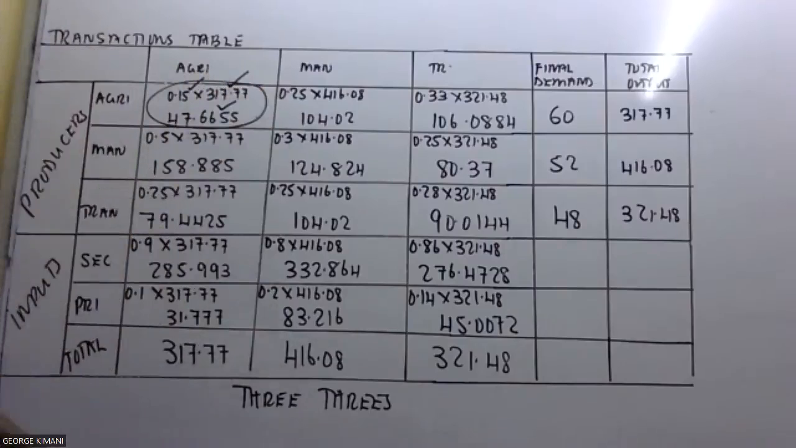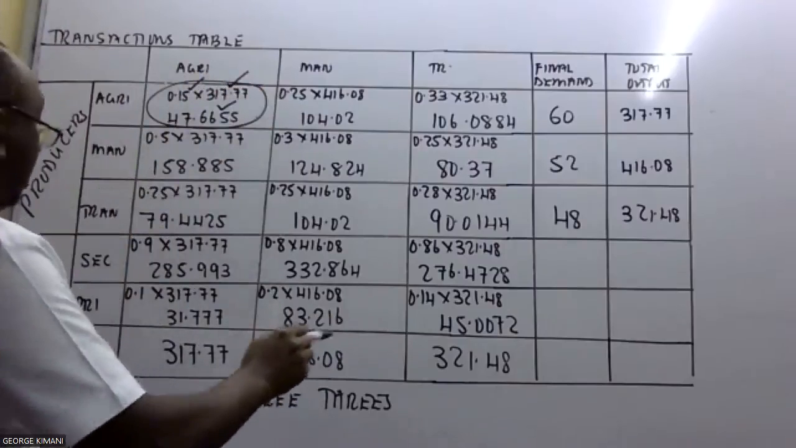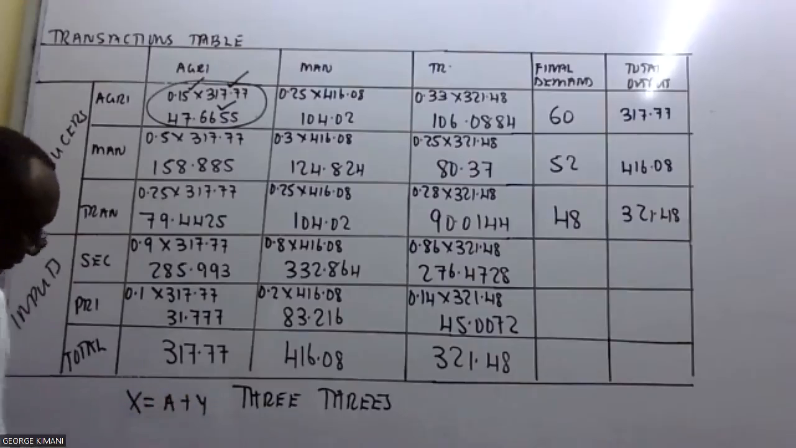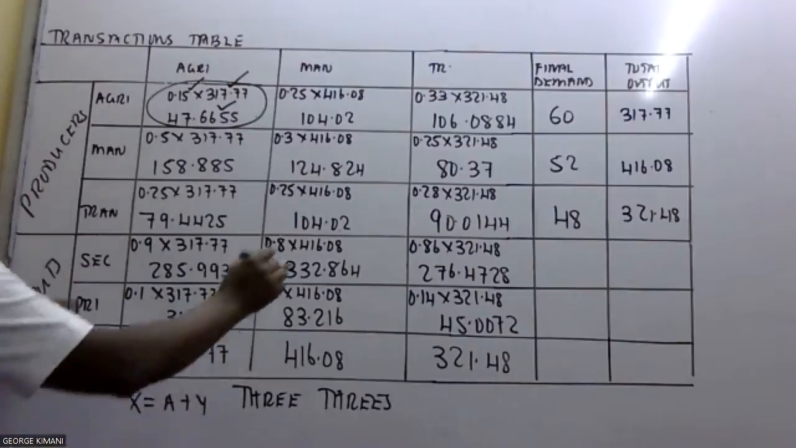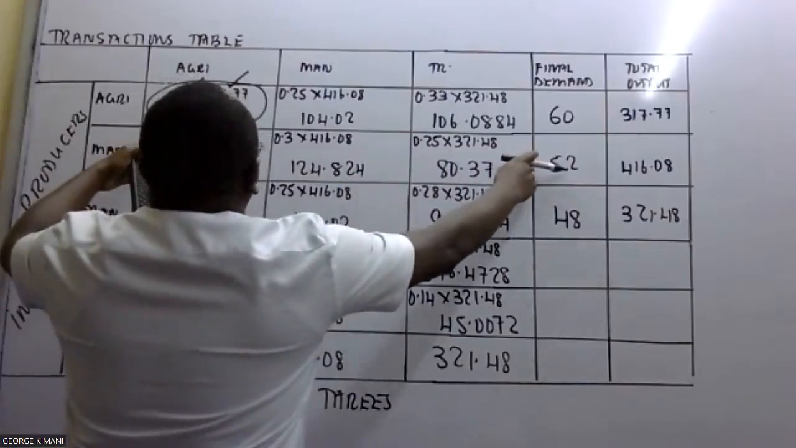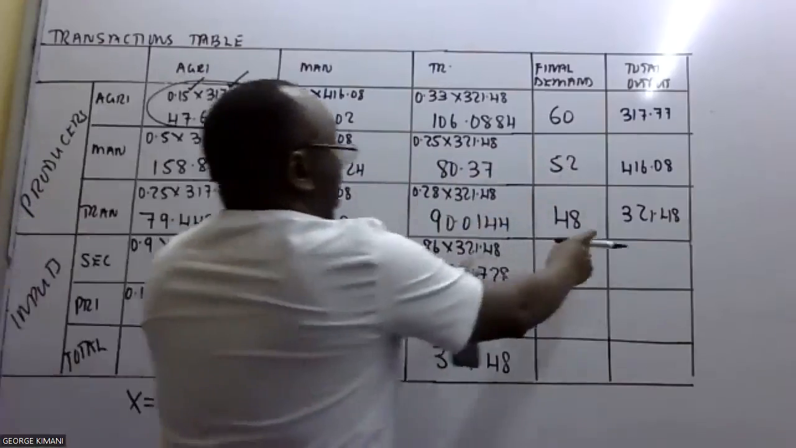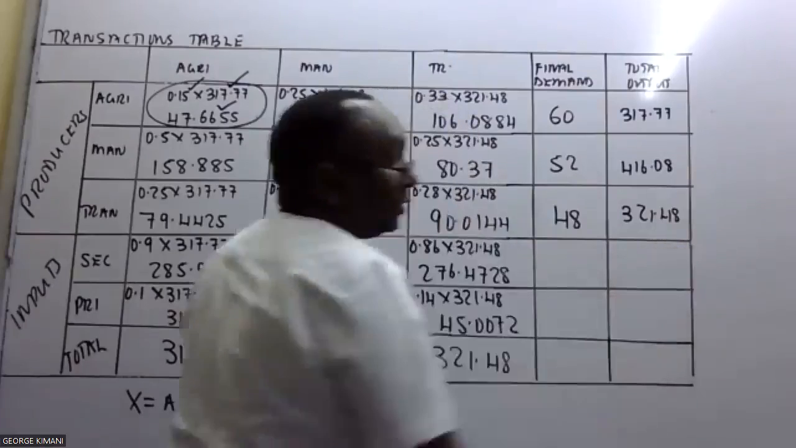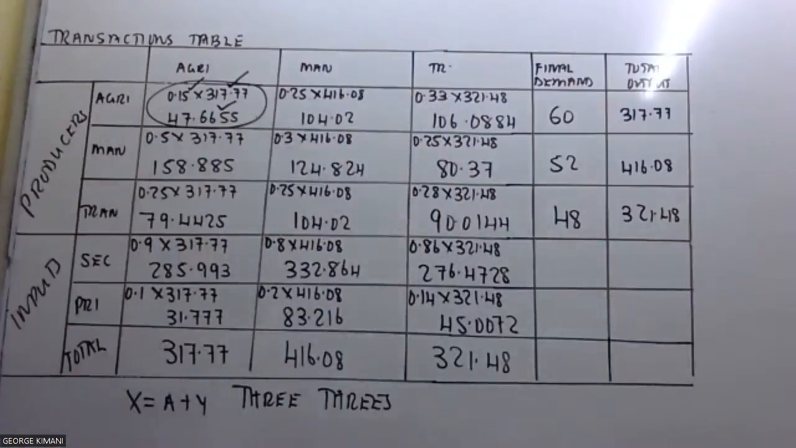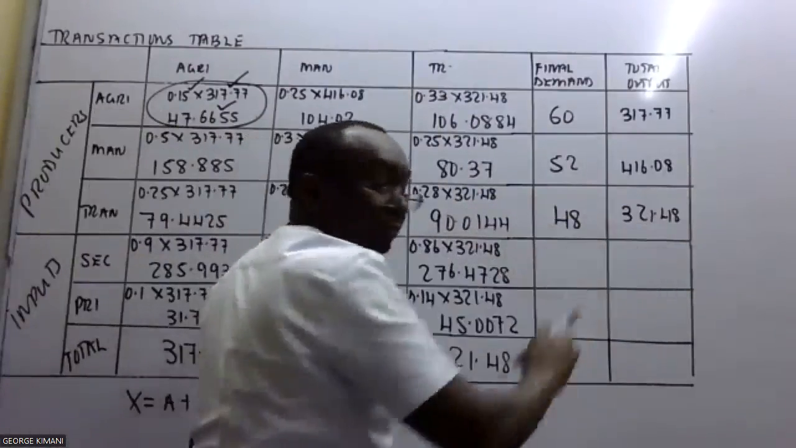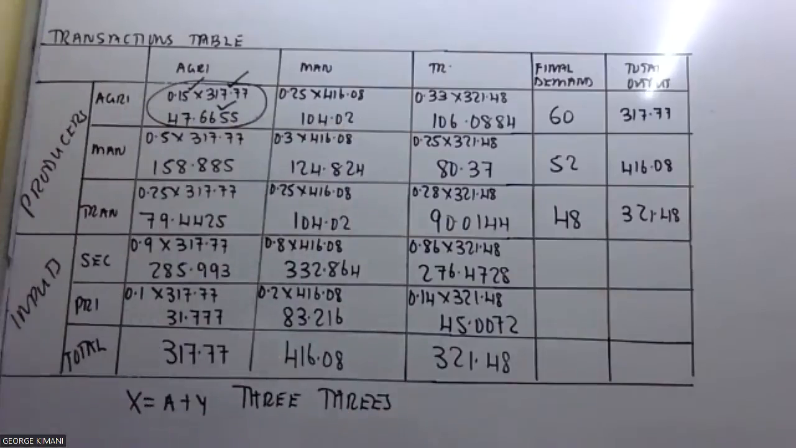The second three, formula of input-output is X equals A plus Y. Hiyo ndio ya kwanza, hii ingine ni y, na hii ndio x. So hiyo ni tatu ya pili. This one, this one, and this one. The third three is here.